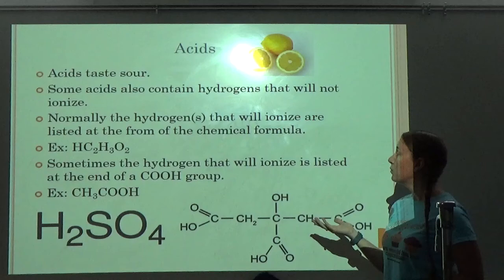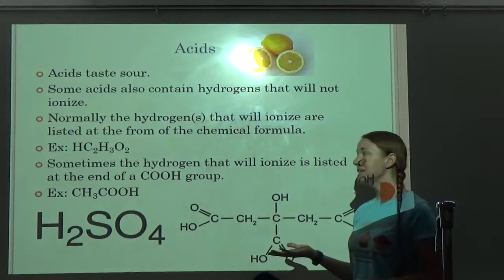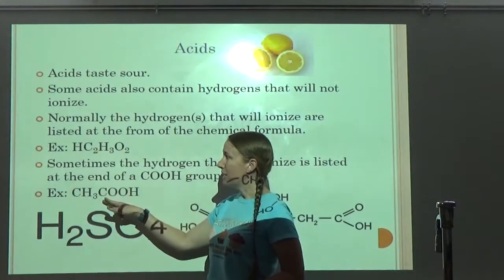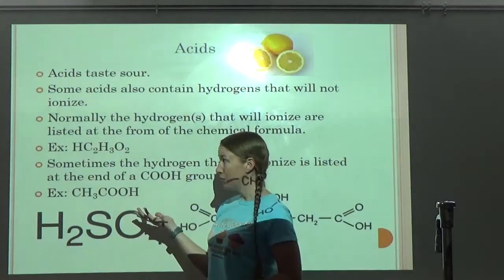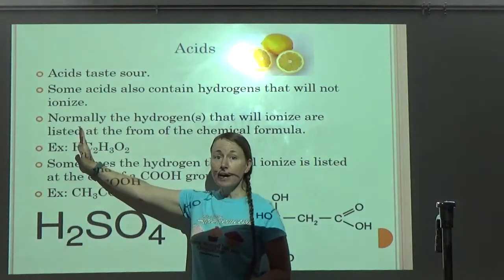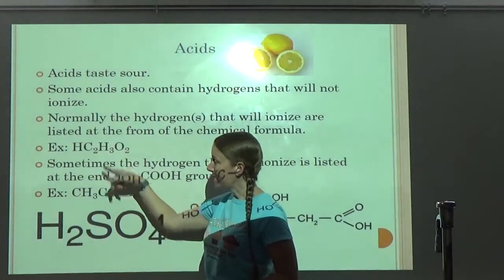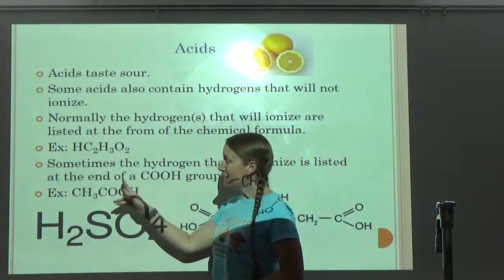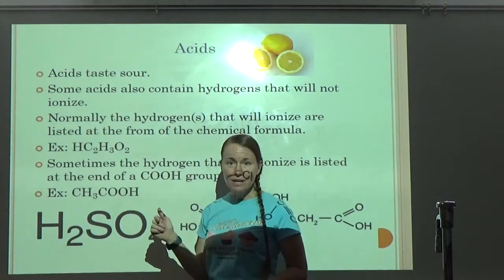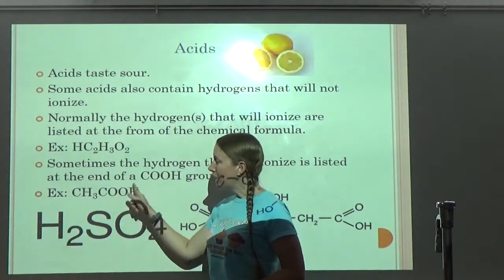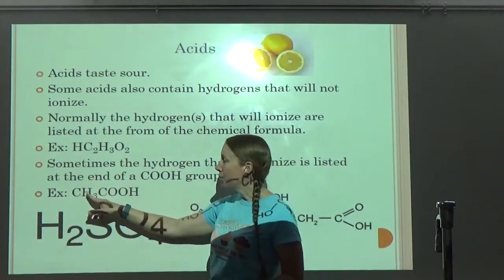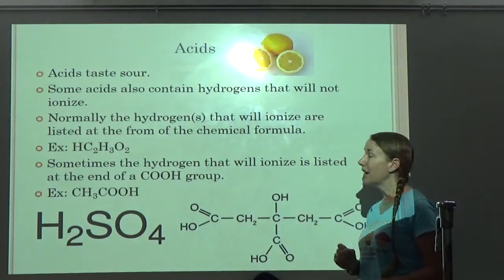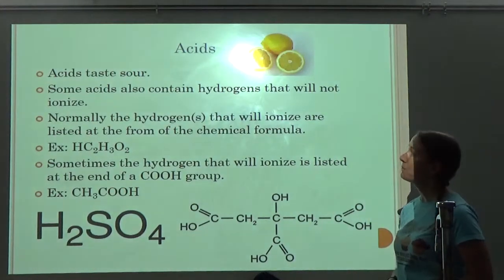Sometimes the hydrogen that will ionize is listed at the end of a COOH group. So if you look at the two formulas, these are actually the same thing. They're both acetic acid, just written in two different ways. In this one you have your ionizable hydrogen first, and acetate is written second. This one is kind of trying to show you the bonding, and the fact that C is bonded to the two O's and the H. This is actually your ionizable hydrogen here, and these are not. Okay, so you'll see acetic acid written both ways. But again, only one hydrogen is ionizable.